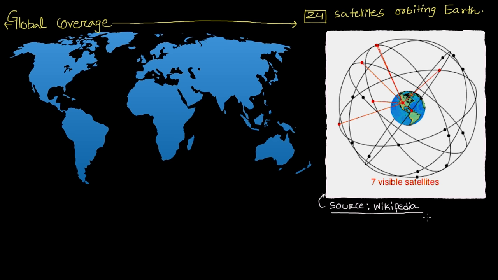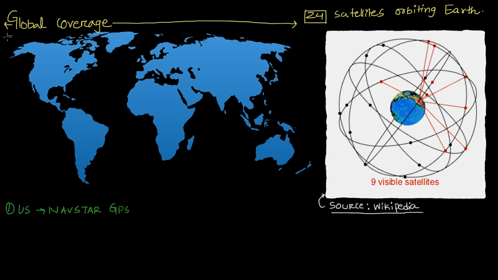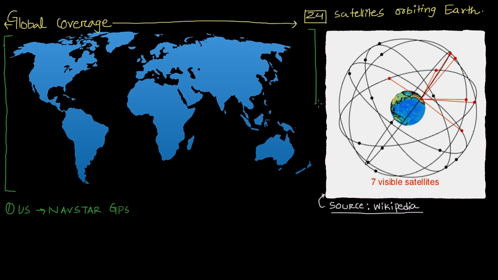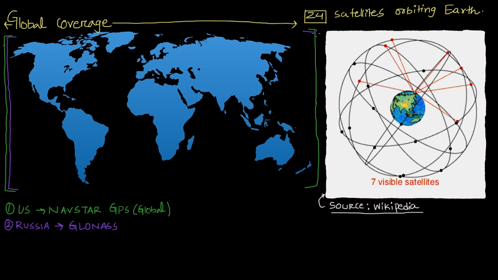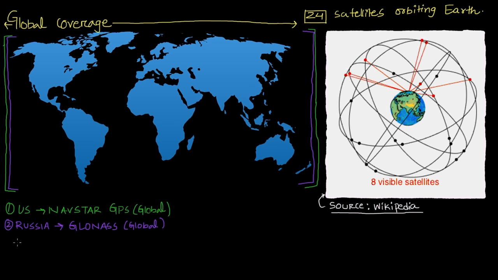Different countries have deployed their own set of satellites into space for tracking their receivers. The first country who invented this technology is the United States. It started as a military project. They call it Navstar GPS, which gives global coverage. The second was Russia. They call it GLONASS, which also gives global coverage. Let me draw the global coverage with brackets.